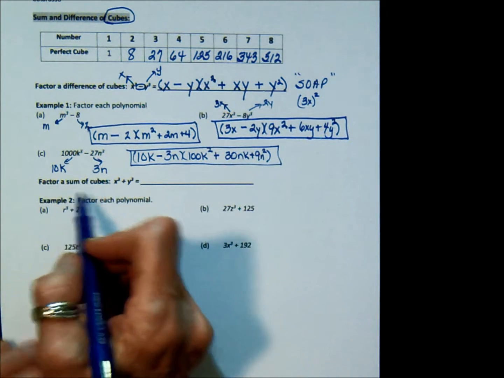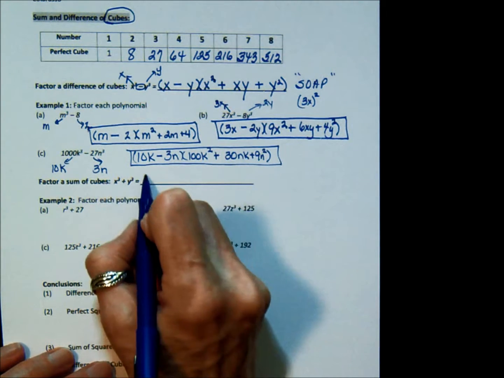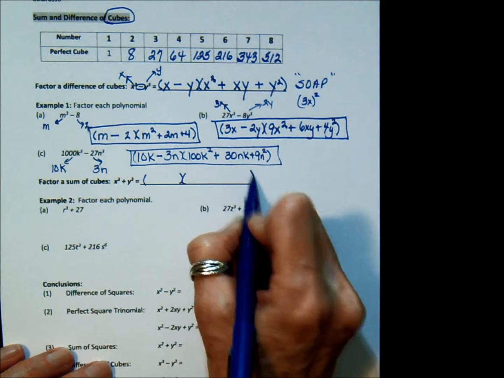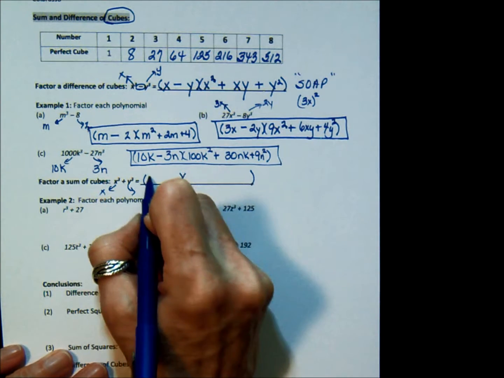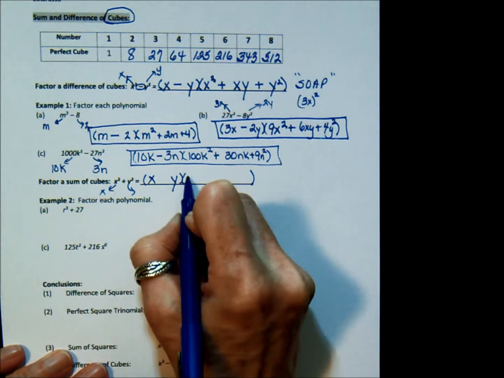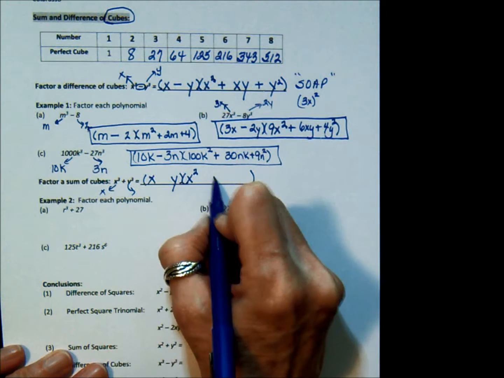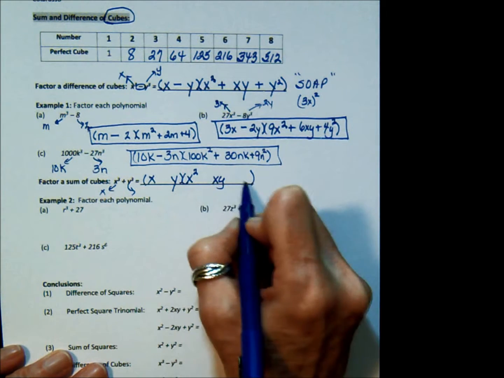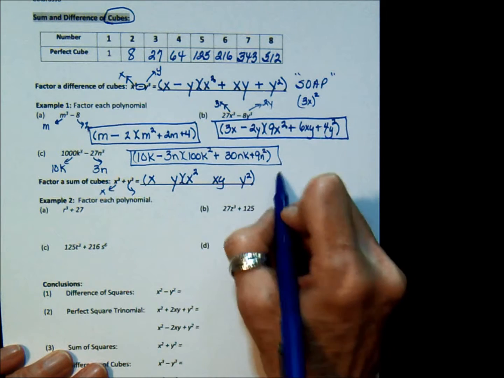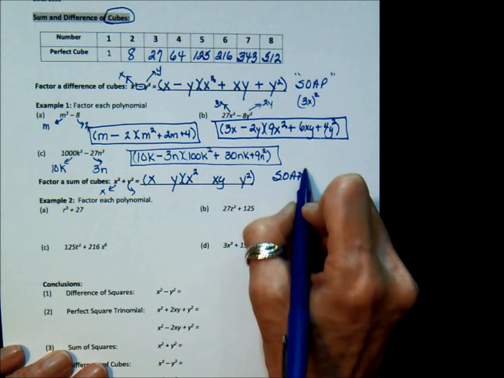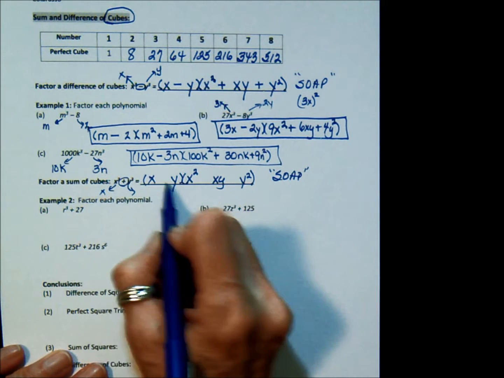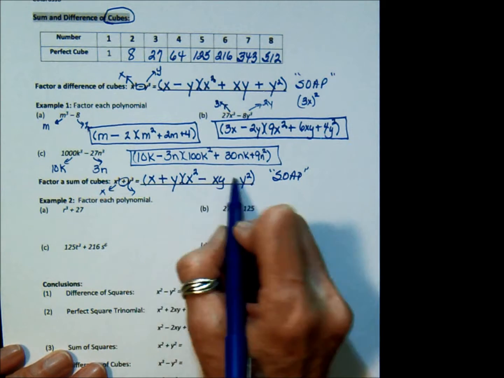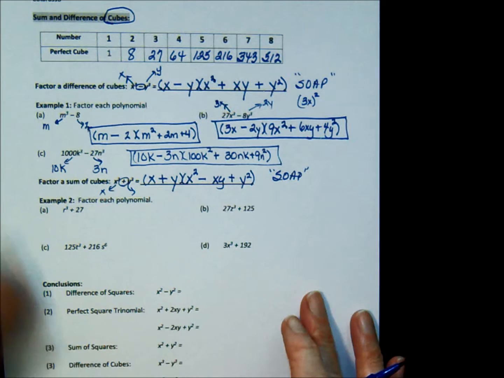It's the same thing for the sum of cubes. It's going to be the same kind of parentheses, x got cubed, y got cubed, so it's first, second, first one squared, multiply them together, xy, and second one squared. Where it's different is when you do the acronym SOAP, because this time the S for same is a positive, so same, opposite, always positive.